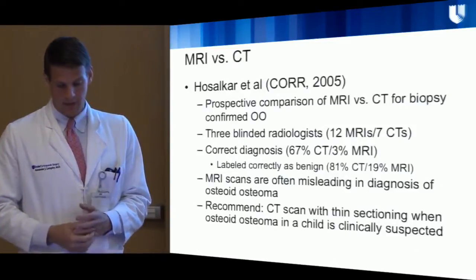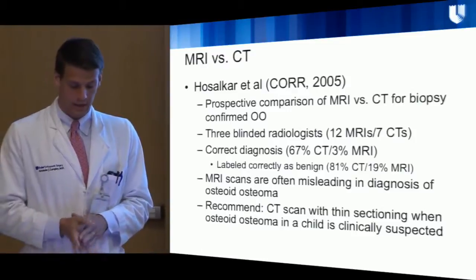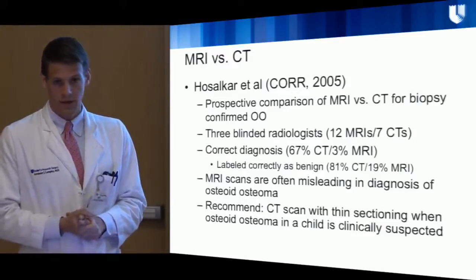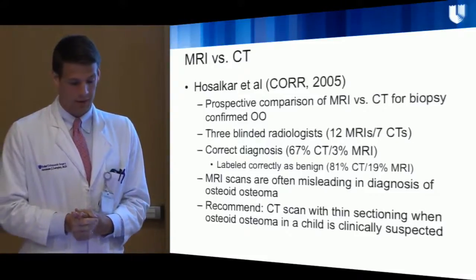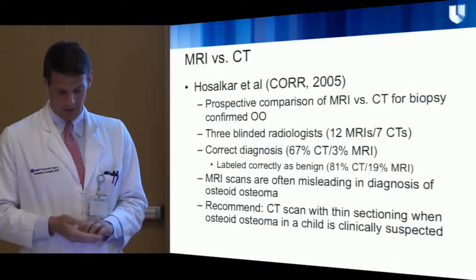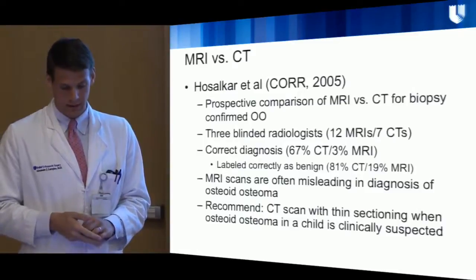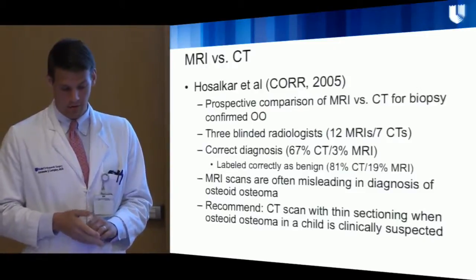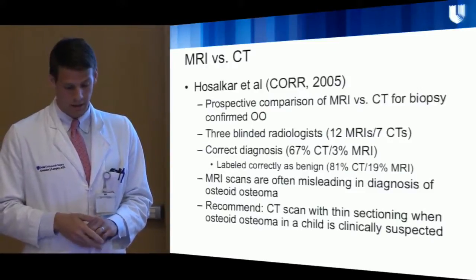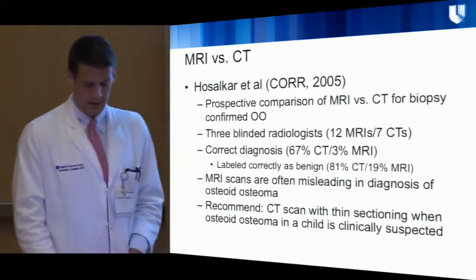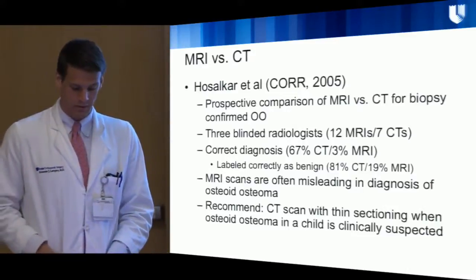And in one study comparing both MRI and CT scan, they took 19 cases with biopsy-proven osteoid osteoma. They had 3 blinded radiologists review these cases. 12 of them had preoperative MRIs, 7 had preoperative CT scans. And then the correct diagnosis was made 2/3 of the time in the CT scan, but only 3% in the MRIs. And then this was labeled correctly as benign in just over 80% in the CT scan group and just under 20% in the MRI group.